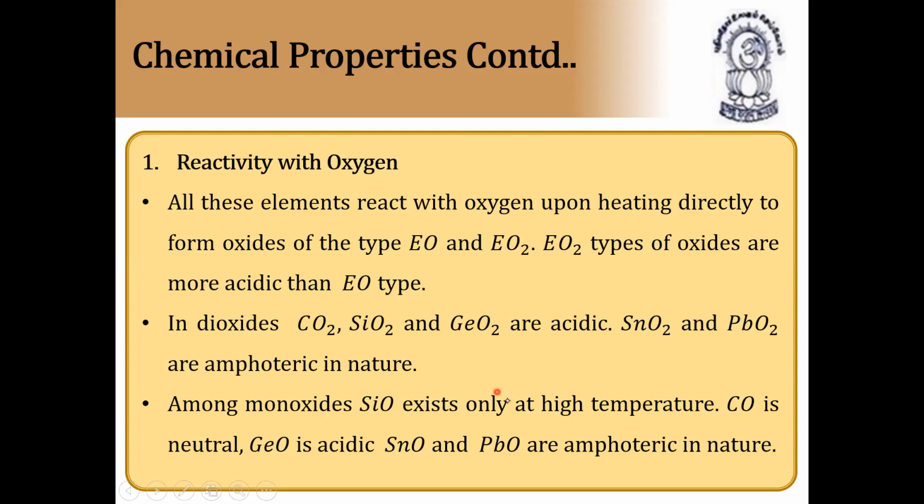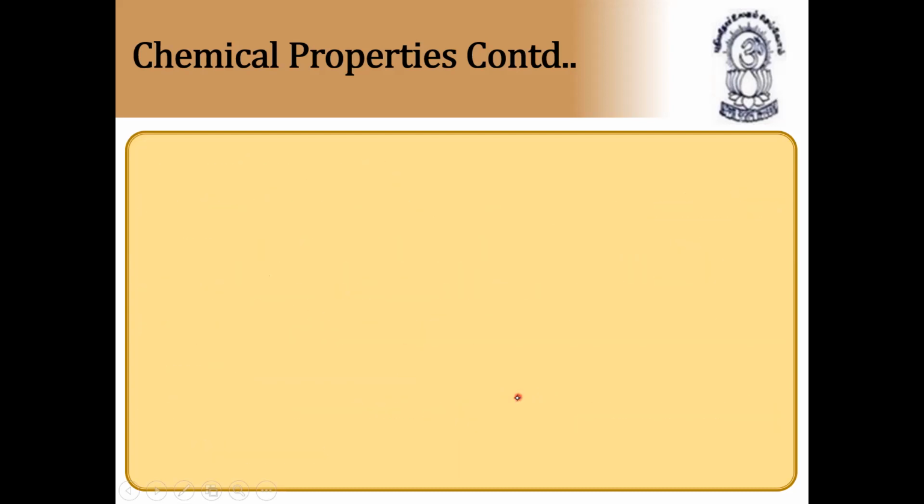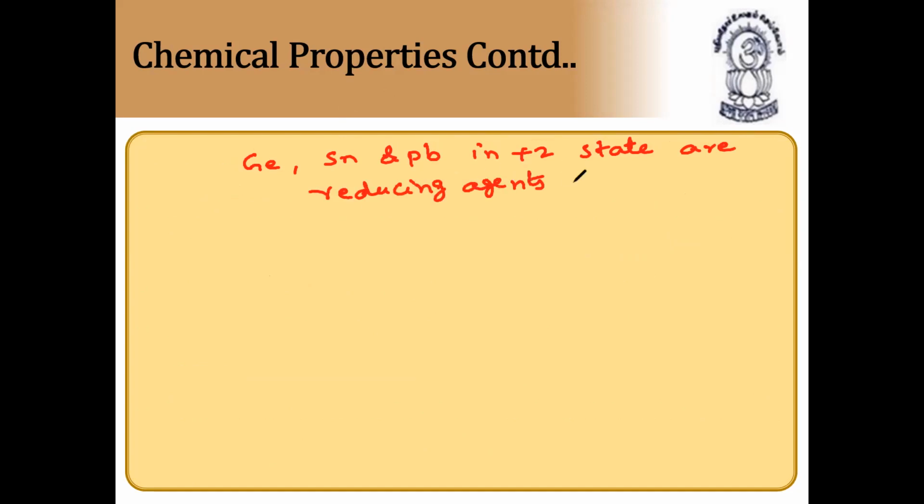So examples for that also I can make a note. Let's see here now. Here I write the important point. Germanium, tin and lead in plus 2 state are reducing agents, and in plus 4 state they are oxidizing agents.